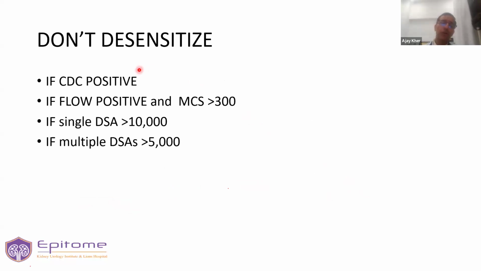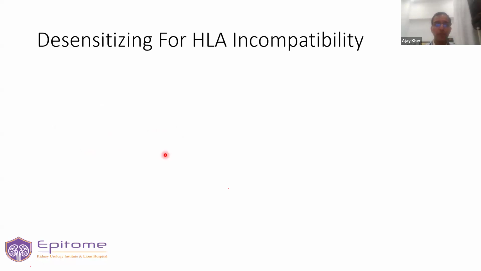My thought process and protocol is if the CDC is positive and this is due to donor specific antibodies, do not desensitize. If the flow is positive and the mean channel shift is more than 300, which is a strong positive, and this is due to anti-HLA antibodies against the donor, do not desensitize. If there is a single donor specific antibody, again, more than 10,000, don't desensitize. And if there are multiple donor specific antibodies above 5,000, my preference would be not to move forward.